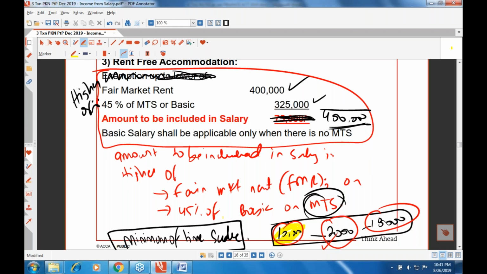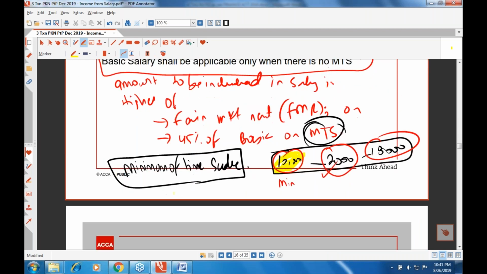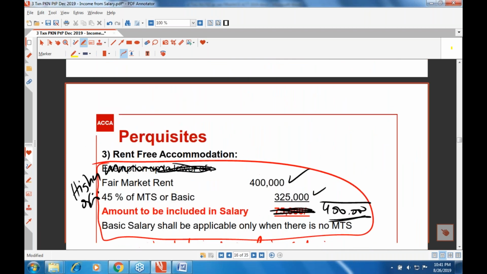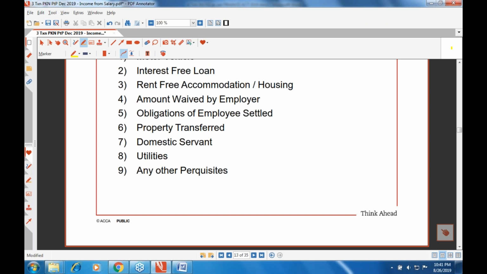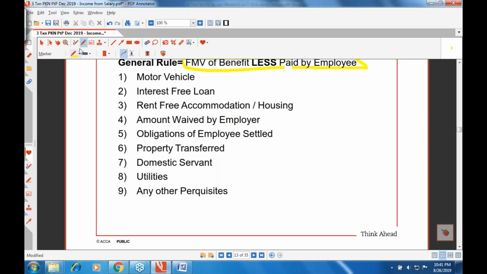Okay, so that's how it is. I need to talk about the further perquisites. We have talked about the motor vehicle, the interest-free loan, and the rent-free accommodation and housing. Now let's talk about the next amount, which is the amount waived off by the employer. Now what do you mean by this? Let's try to understand.